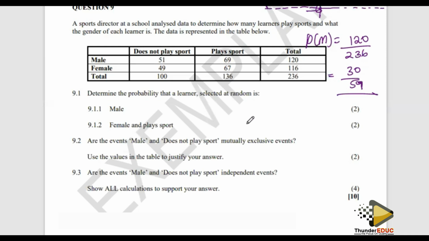Then female and plays sport. Where is female? But plays sport is 67. So female and plays, we're saying 67 over 236. So 67 divided by 236, we're getting the same answer. If you want to give it as a decimal, it will be 0.28.